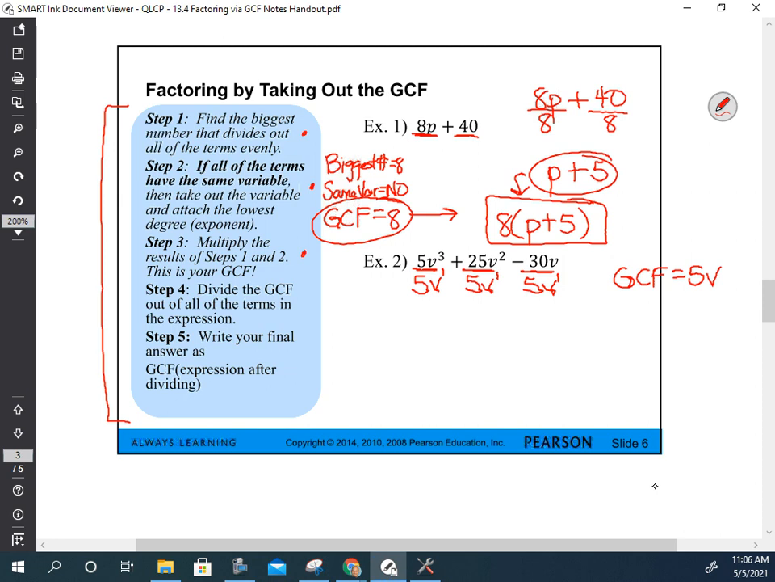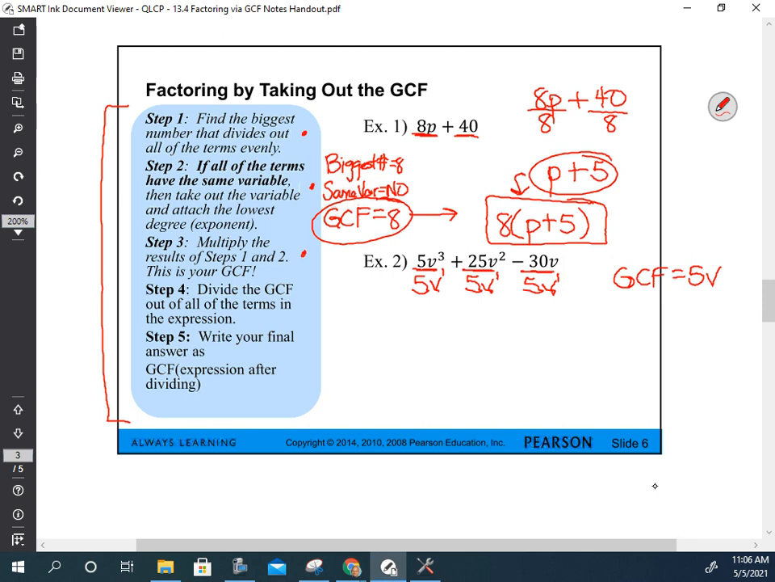So this is the shorter way of writing the greatest common factor. Instead of writing biggest number, same variable, GCF, you can always just write it like that, and then just tell me what you took out. So it's a shorter way to write it if you want to do it that way. And doing it this way takes you directly to step 4.